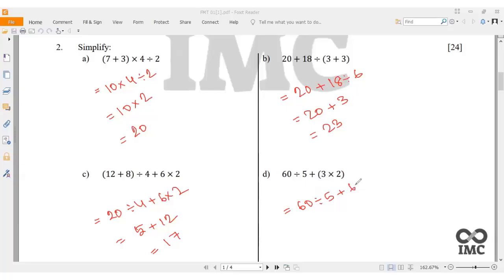Number D. Here 60 divided by 5, we have to do the bracket at first. So 3 twos are 6. 60 divided by 5 will be 12. So 12 plus 6 will be 18. And that is the solution of question number D.